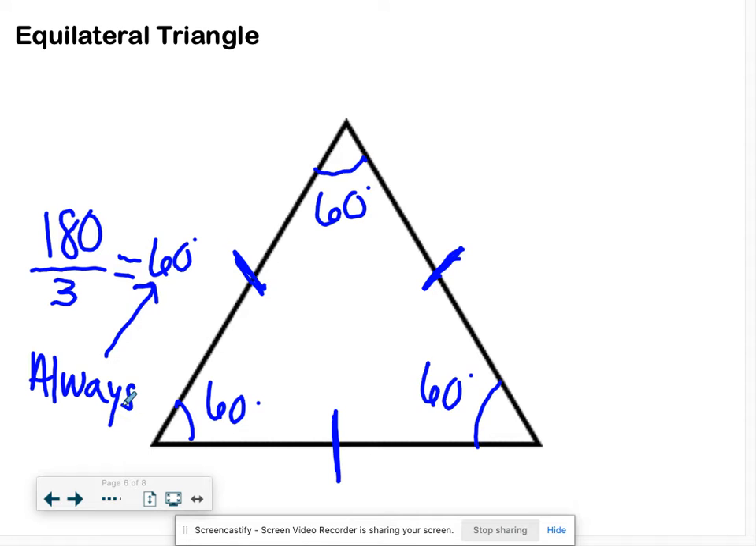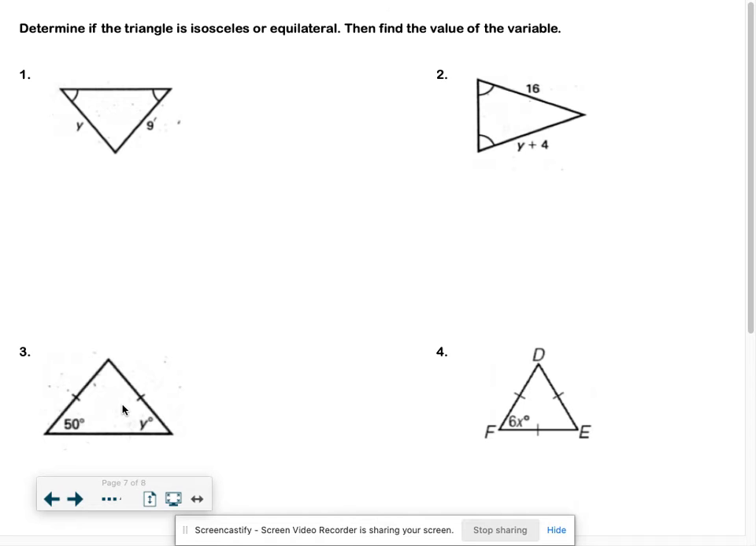And now we're just going to practice finding variables with these kinds of triangles. So if you flip the page, step 1 says decide if it's isosceles or equilateral. That's pretty easy. And then find the value of the variable. So number 1, is it isosceles or equilateral? Isosceles. Yeah, so we have 2 the same, so it's isosceles.